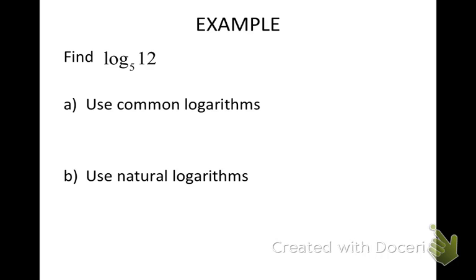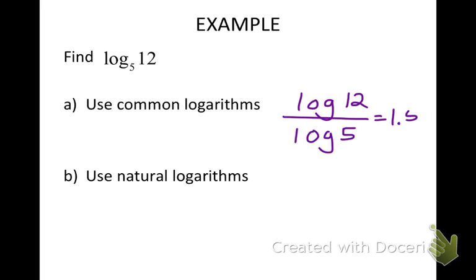So if I needed to evaluate log base 5 of 12, well, I can't do that easily mentally because I don't know what 5 to what power is 12. That's not simple. So if I wanted to use common logs, which means it would have a base of 10, I would take the log of 12 and divide it by the log of 5 on my calculator. So the base of my original log goes to the basement. Try it out on your calculator. Make sure you get it right. I'm getting 1.54.